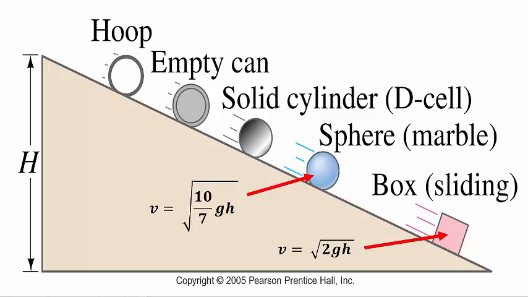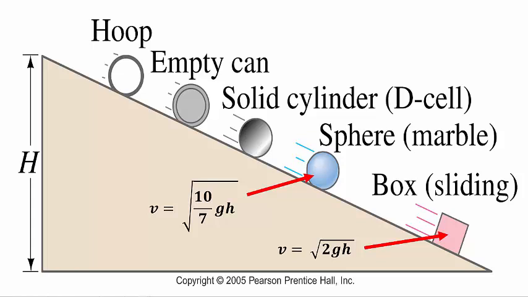This is a concept point too. The objects are not slowed down due to friction. They are slowed down because the energy is being transformed into rotational kinetic energy and not just translational kinetic energy.